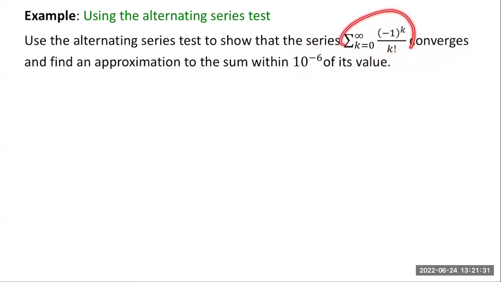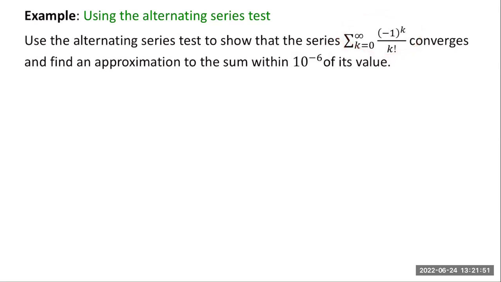Obviously, the approximation is going to be the partial sum, right? We need to find some Sn, some partial sum with suitable n, so that the partial sum approximates the original sum within 10 to the power minus 6. That's the goal. First of all, we need to show that this series converges.